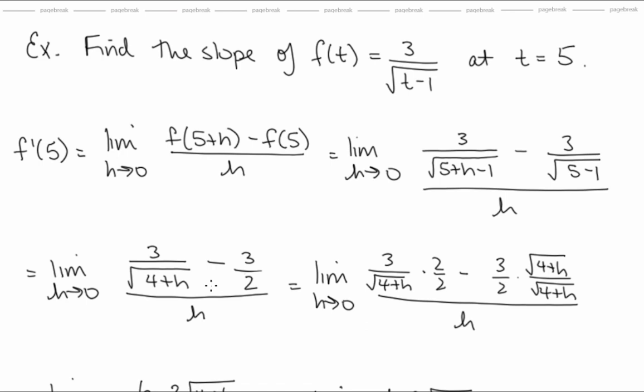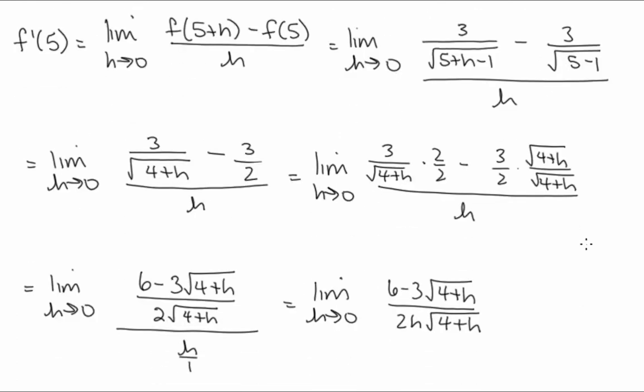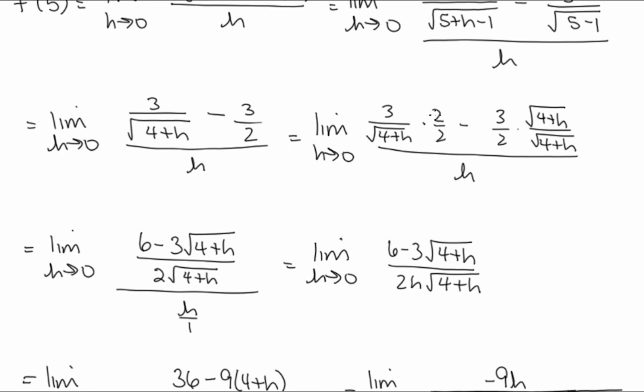And we want to make a common denominator to combine this numerator. So we're going to multiply our fraction on the left by 2 over 2, and multiply the 3/2 by radical 4 plus h over radical 4 plus h, and so we're here. So combining our numerators, we have 6 minus 3 times radical 4 plus h. And this denominator is 2 times radical 4 plus h, so we're here. And again, dividing by h over 1 is the same as multiplying by 1 over h, so we can write this with the h in the denominator.